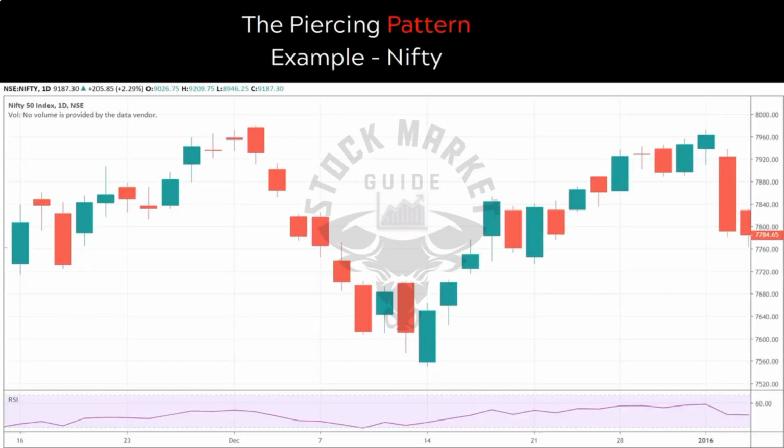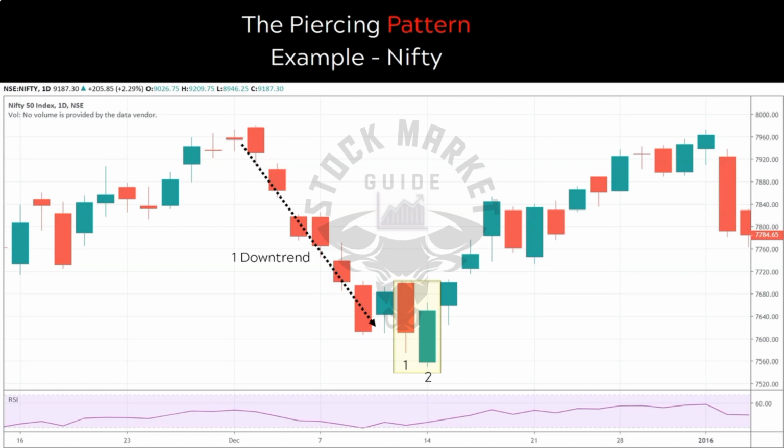Let's see a practical example from Nifty chart. As you can see, the trend is down for so many days, which is followed by formation of piercing pattern as shown in the yellow box. Now, when you analyze both the candles, you will see day 2 candle close below the closing of day 1 candle and close just at the 50% mark of previous red candle body. So the piercing pattern formed is in fact a valid pattern.